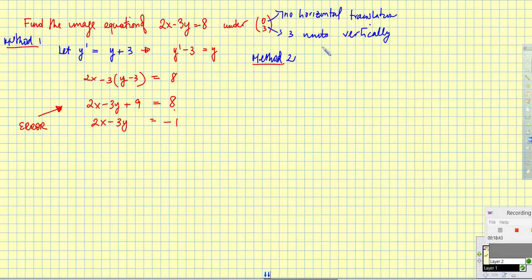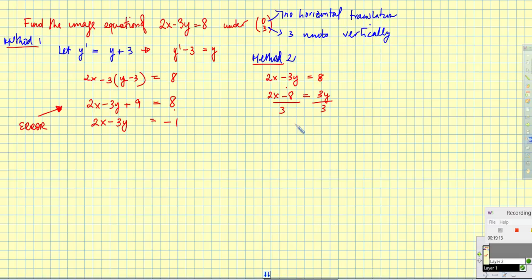Okay, if I use the second method, what I can do is isolate for my value of y in the given equation. So I have 2x minus 3y is equal to 8, and I can say 2x minus 8 is equal to 3y. And then I can divide both sides by 3.